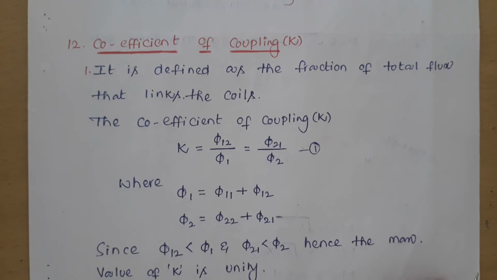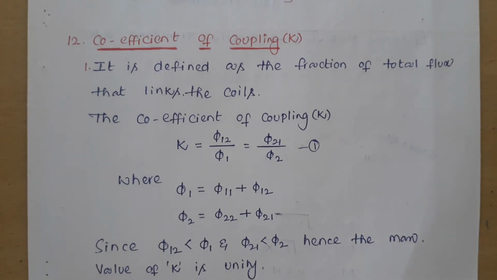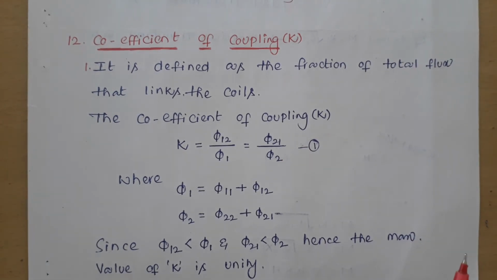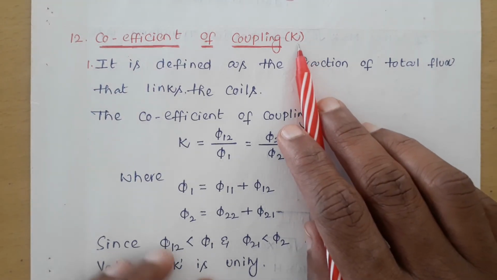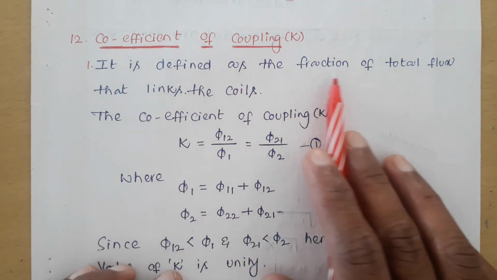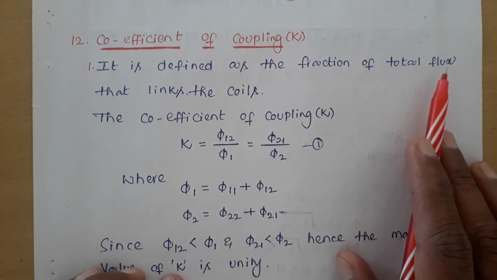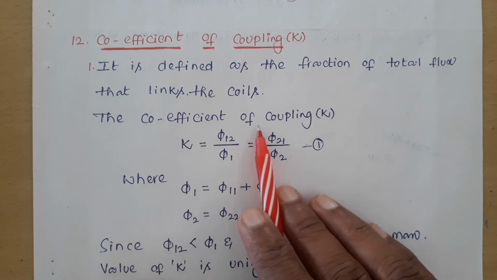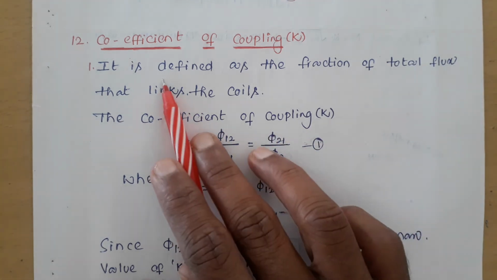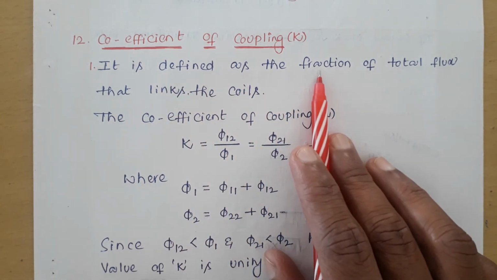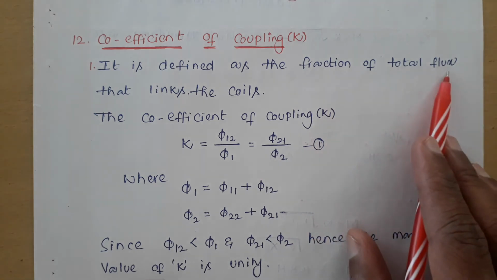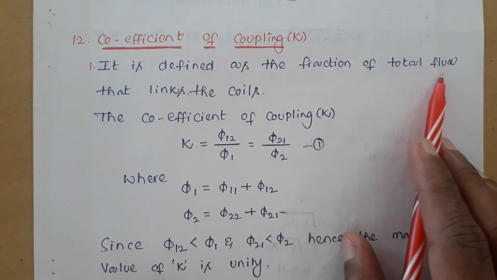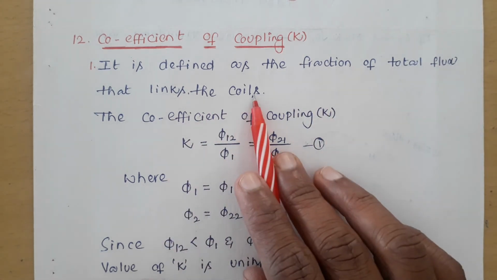So next is the coefficient of coupling. After self-inductance and mutual inductance, the coefficient of coupling is denoted with capital K. It is defined as the fraction of total flux that links the coils. So the coefficient of coupling K is defined as the ratio, the fraction of total flux that links the coils.